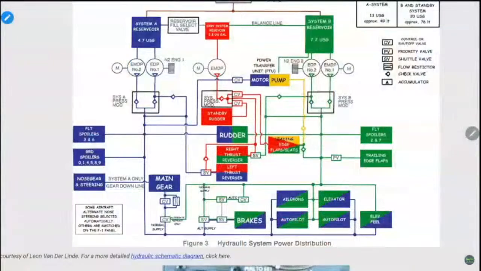So two independent systems, system A and system B, and they both kind of operate some things together. As we mentioned, you can see that in green, all the elevators, ailerons, brakes, all the systems, the rudders can be powered by either one. And the main landing gear and nose landing gear extension is only powered by system A. But even then, you can see here that for retraction, system B can actually retract the gear thanks to a power transfer unit, which can then power the gear retraction.